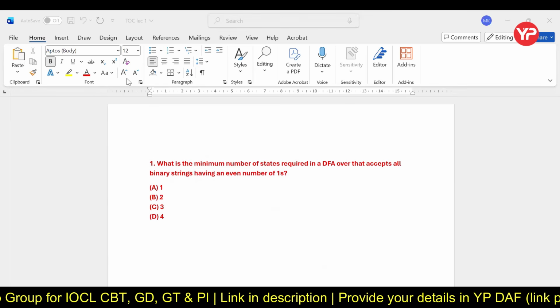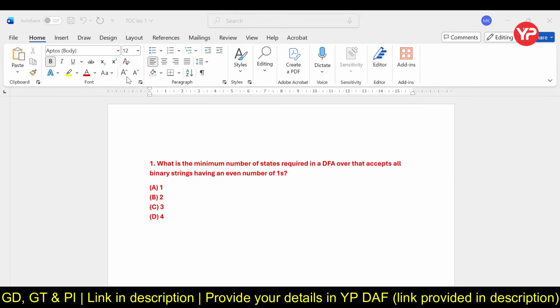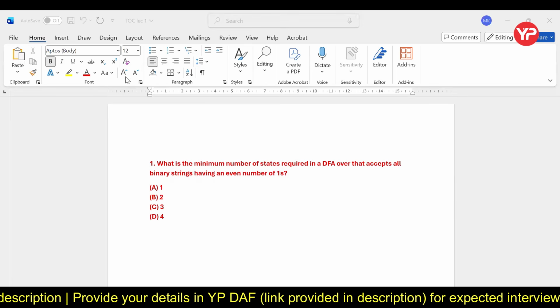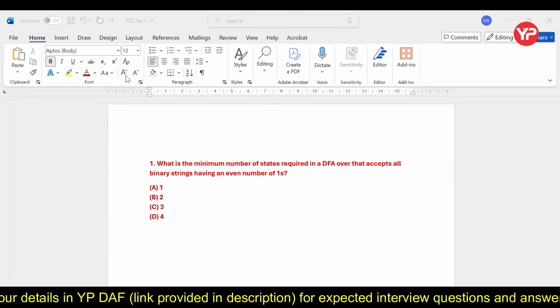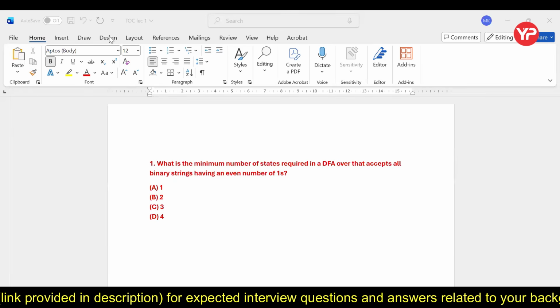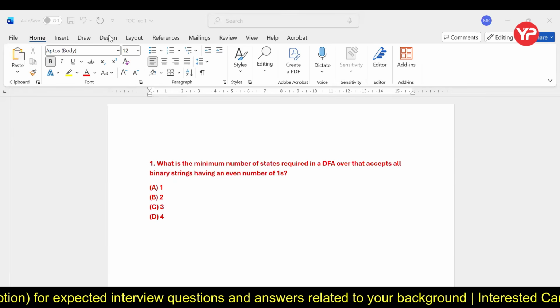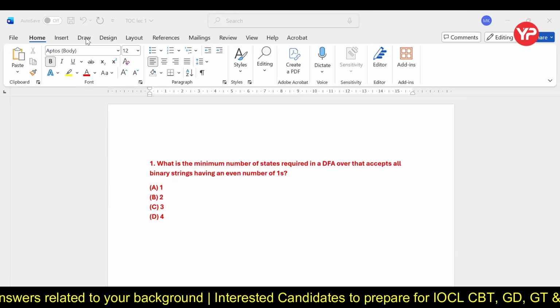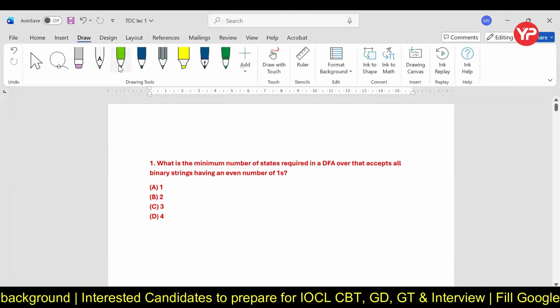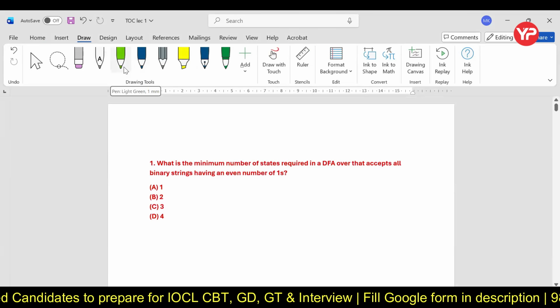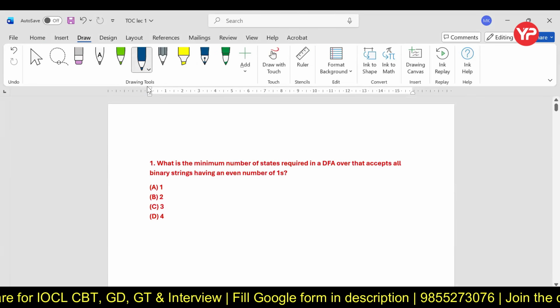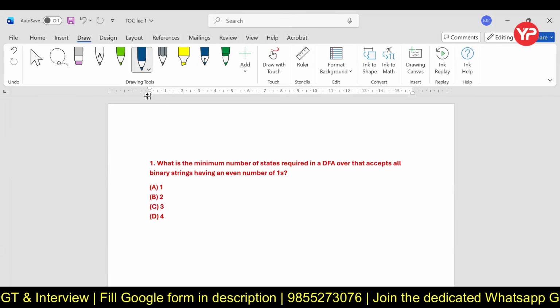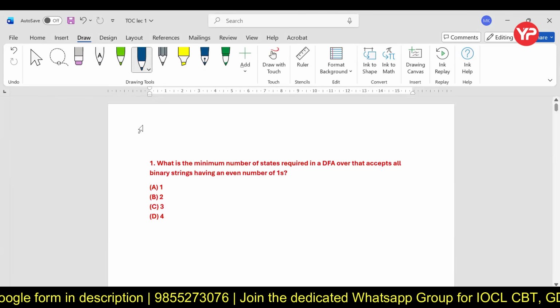TOC has four main chapters: finite automata, pushdown automata, Turing machine, and undecidability. And out of that, most of the time you will get questions from finite automata and pushdown automata only. Fine. So let's start and discuss some of the basic problems of finite automata, as these are some standard questions which we are going to discuss today.